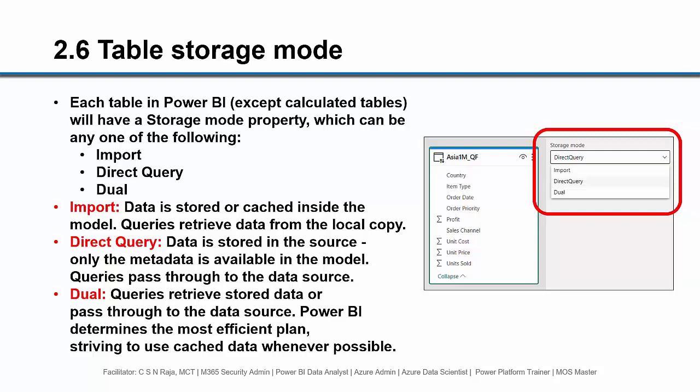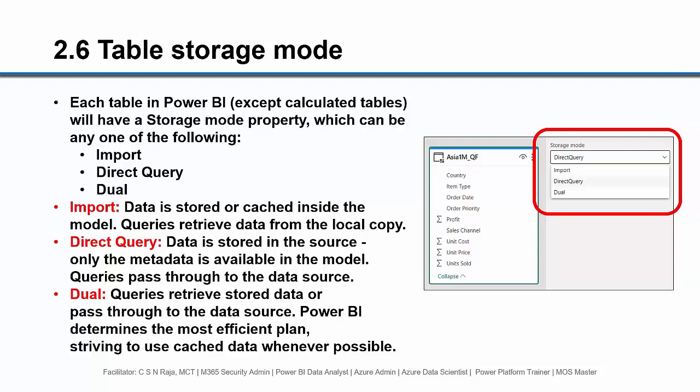Each table in Power BI, except calculated tables, will have a storage mode property which can be any one of the following: import, direct query or dual mode. When data is stored or cached inside the model, queries retrieve data from the local copy, and one such mechanism is known as import mode.